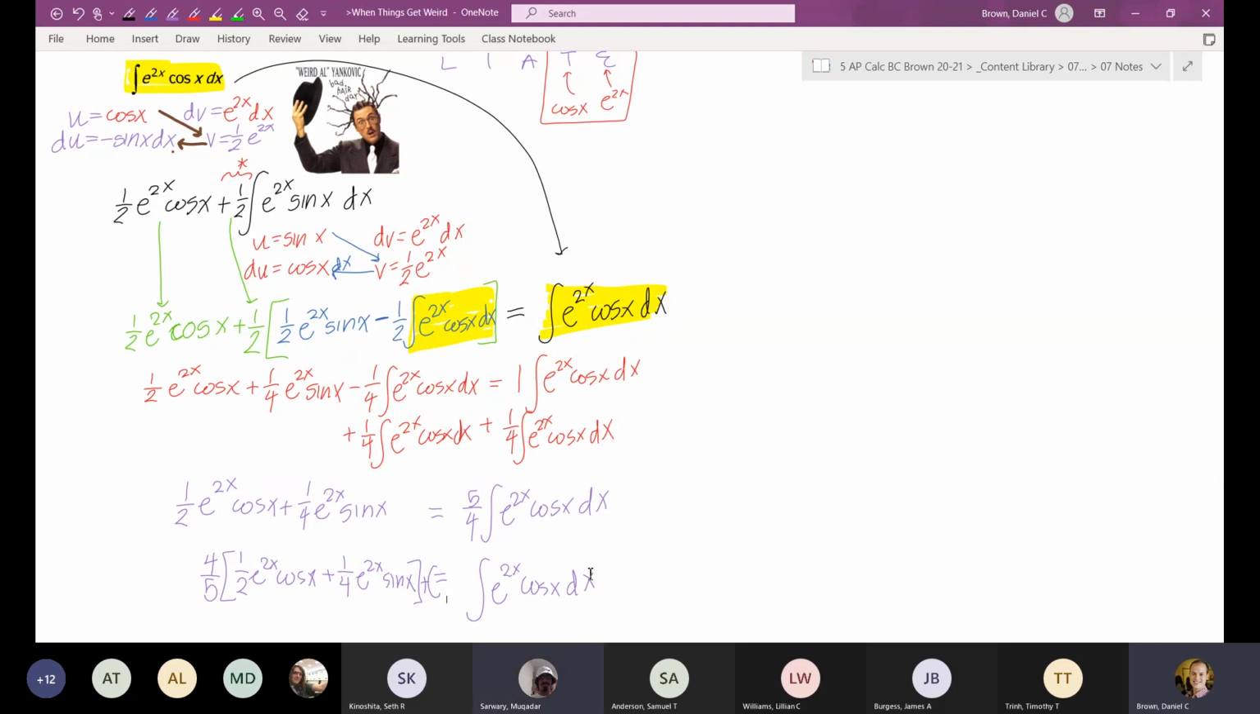So is that the answer? That would be the answer, yes. You could distribute the 4/5 across, but this is the antiderivative of that original integral.